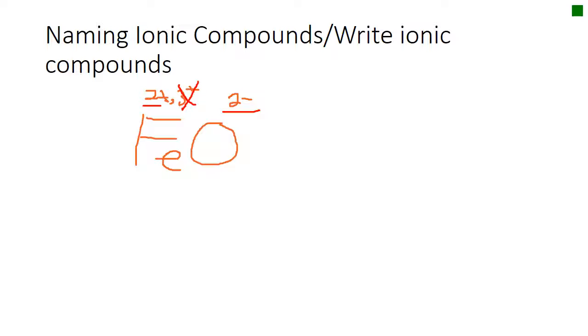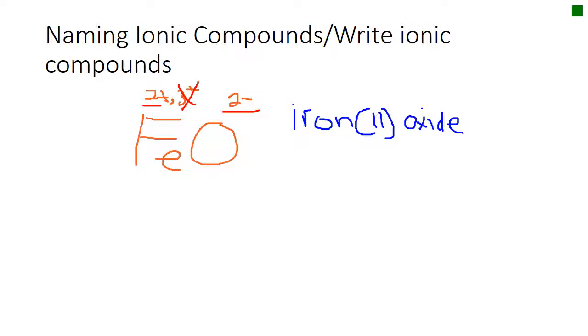So now I'm going to go ahead and name it. Metallic goes first. Iron, and I have to communicate the charge because there is more than one possible charge. Iron 2, because it's a 2+. We deduce that by looking at the charge of the oxygen. Iron 2 oxide.